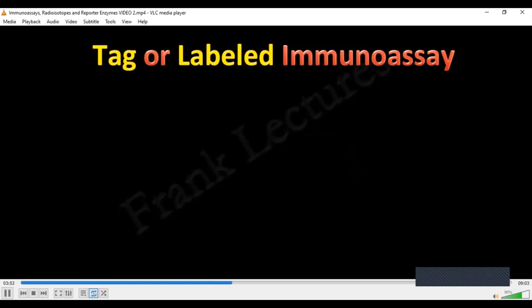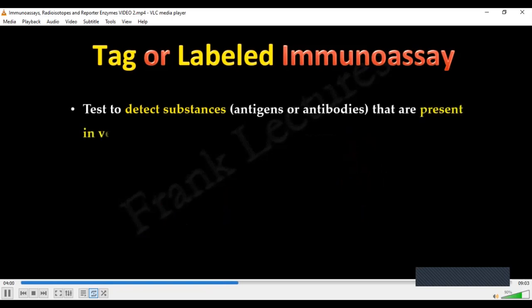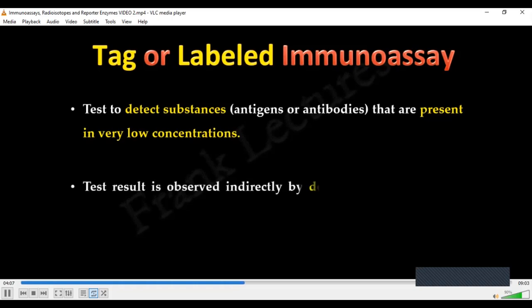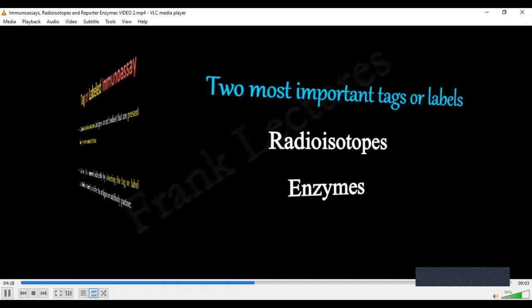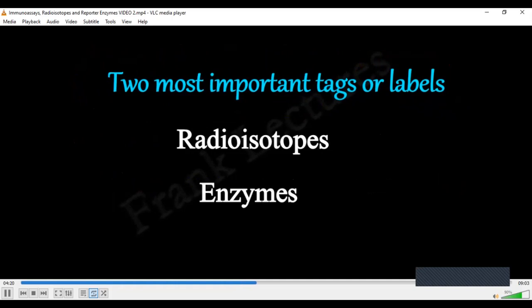So, at this point we understand that tag or labeled immunoassay is a test to detect substances that are present in very low concentrations. The test result is observed indirectly, that is, by detecting the tag or label bound to either the antigen or antibody partner. Let's understand the role of two important tags or labels, which are radioisotopes and enzymes.